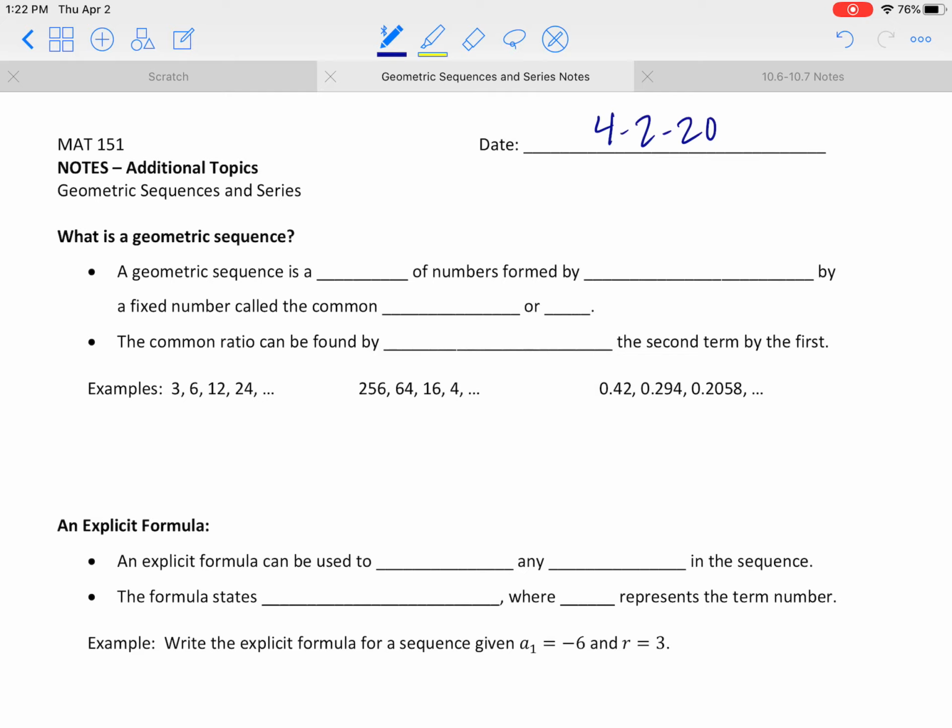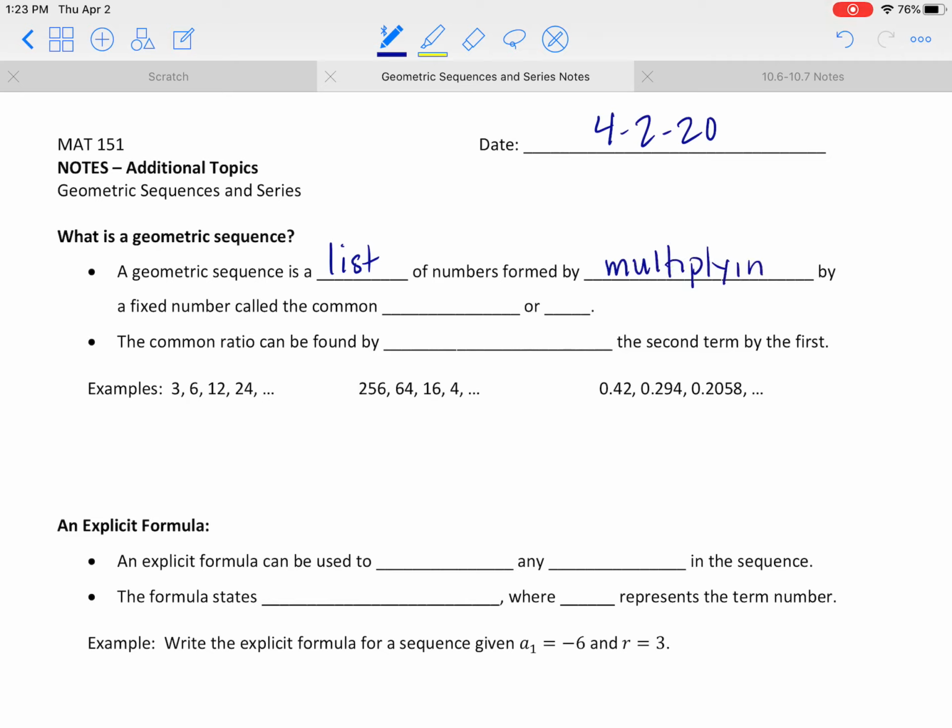With geometric sequences and series, we just have a different pattern. For arithmetic, we said the pattern was that we would add or subtract a fixed number to get from one term to the next. If it's a geometric sequence or series, then you're going to be multiplying, or dividing, which is the same as multiplying by a reciprocal, by a fixed number to get from one term to the next.